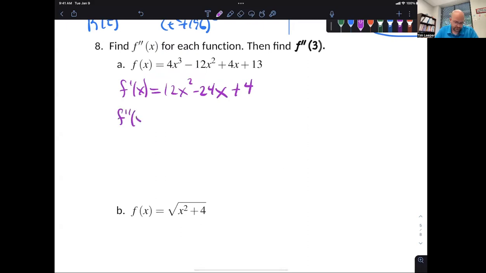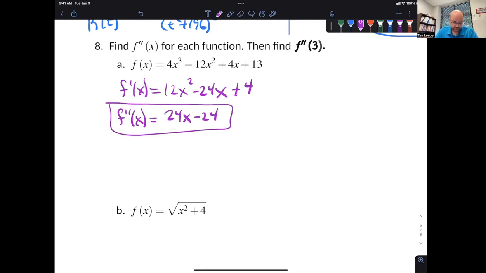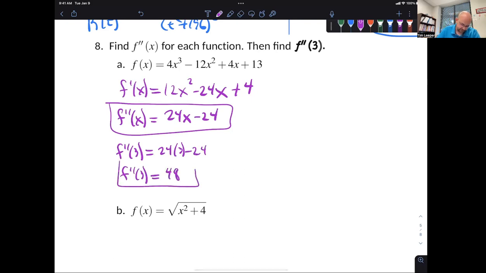So the second derivative is the derivative of the first derivative. So it's going to give me 24x minus 24. There you go. That's f double prime. And then find f double prime of 3. Well, just plug in 3 for the x's. So it's going to give me 24 times 3 minus 24, which means f double prime of 3 is equal to 48. And there we go. That's A.